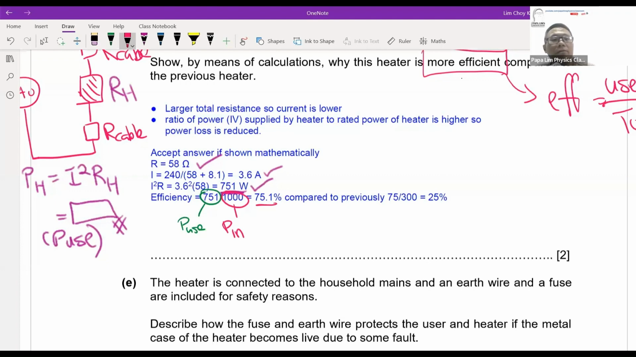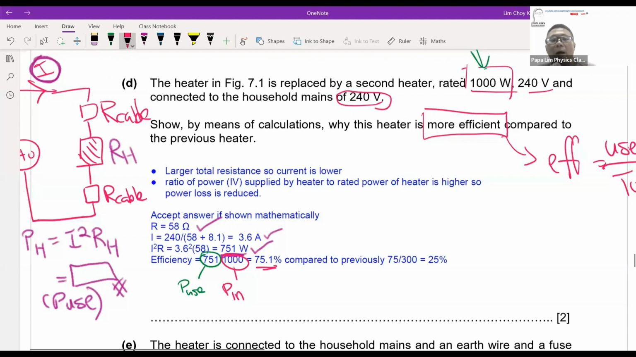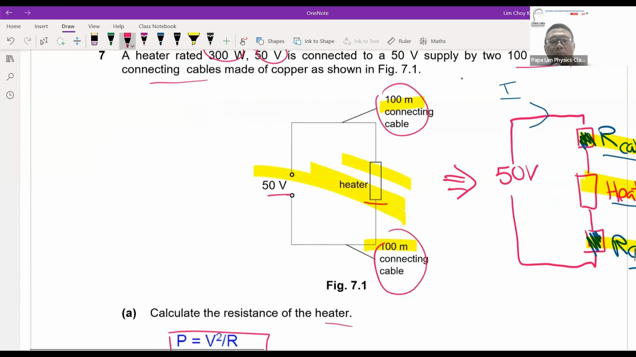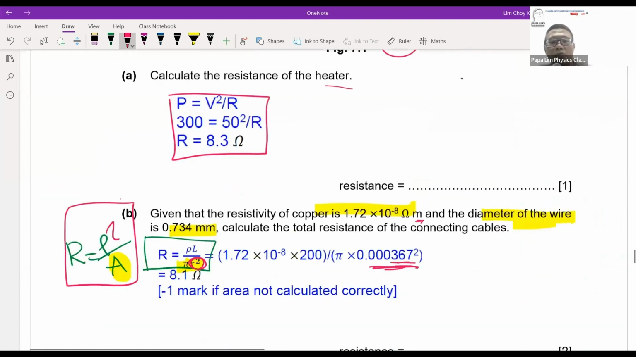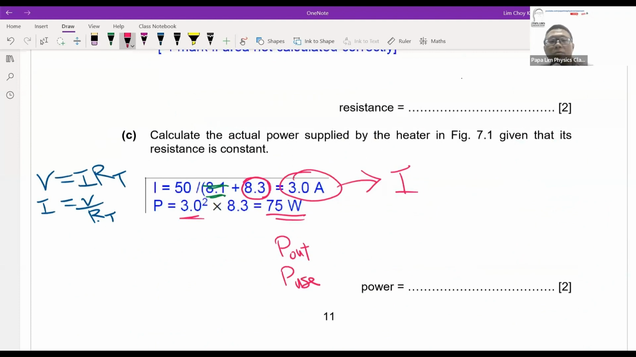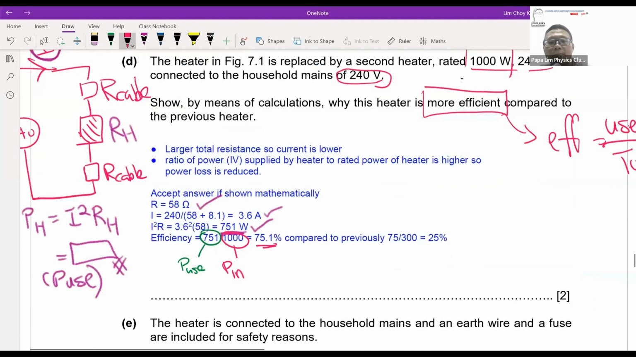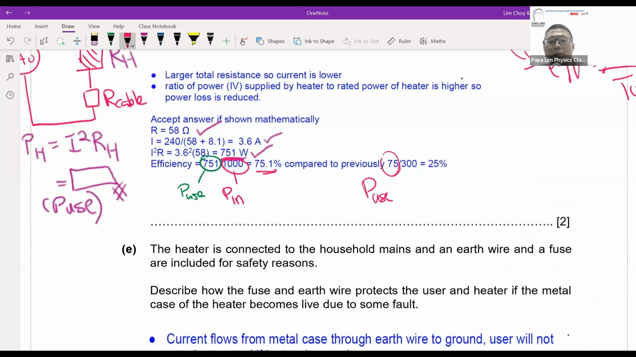The previous heater, based on the rating, is 300 watts, which means this is the power input. The power output for this heater we have calculated is 75 watts. This is the output power, or what we call the useful power. So with these two numbers, I will be able to calculate the efficiency of the first heater, which is interestingly an efficiency of 25% only. So 25% compared to 75.1%, you'll find that the second heater is much more efficient.